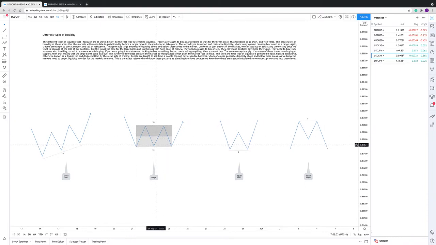So it is a range, but this is also a form of resistance and support, because you can see price has respected it once, twice, three times. So we have buyers down here and traders looking to sell up here. Again, this generates large amounts of liquidity above resistance and below support.